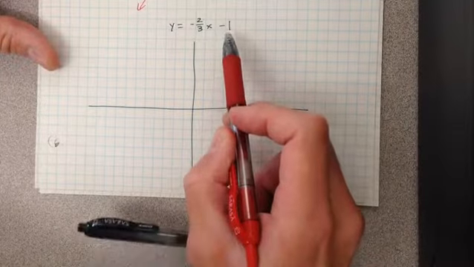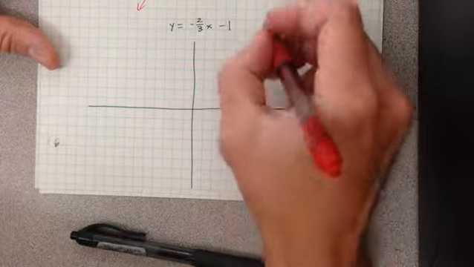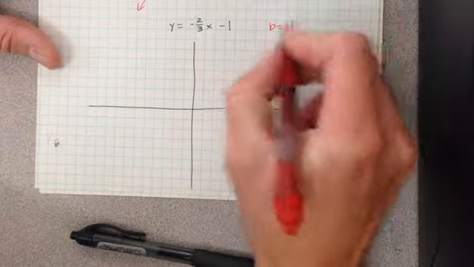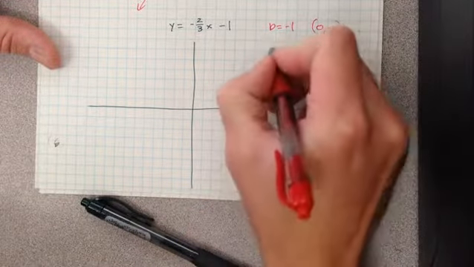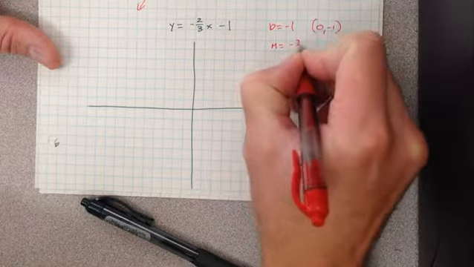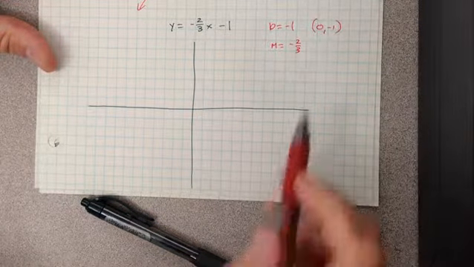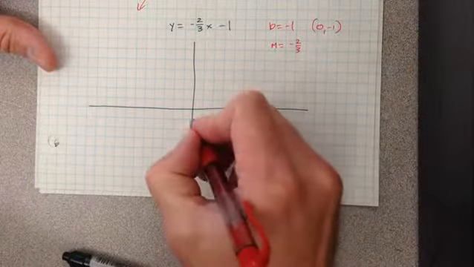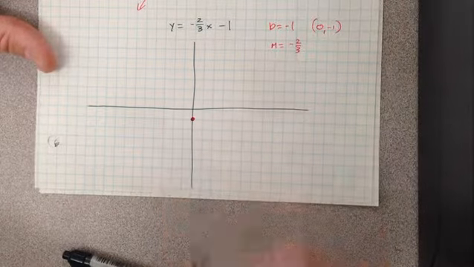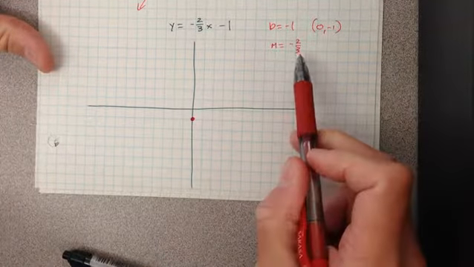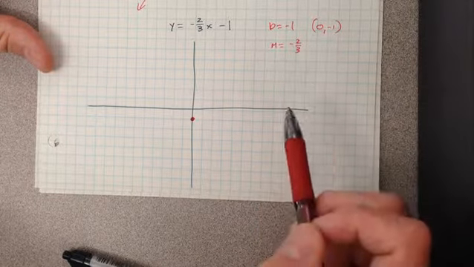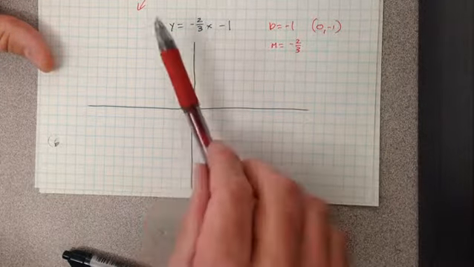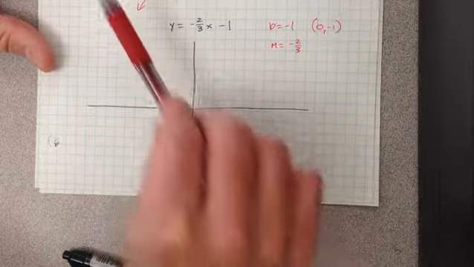Well, I have a starting point. That would be 0, 1. So my b value equals negative 1, but it's actually a point, 0, negative 1. Great. I have a slope, negative 2/3. So I'm going to be starting at 0, negative 1. That's where I begin, the y-intercept. And then I apply my slope up 2 over 3. Up 2 over 3, but it's negative. So negative line will be moving in that general direction.